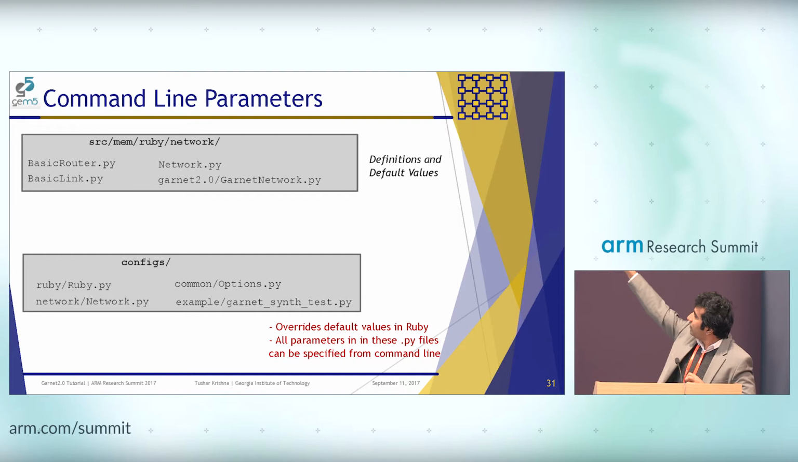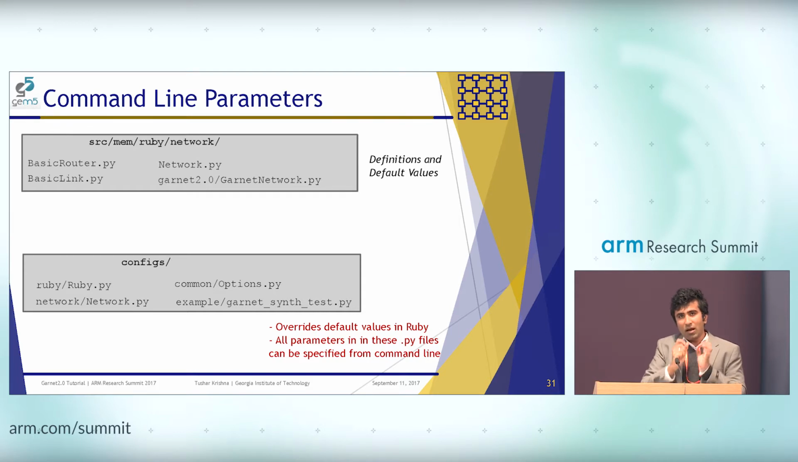So you have all of these internal Python files with definitions and default values, right? Routers and links define the latencies, network has certain definitions, Garnet network defines flit size, and so on. And then in the source code, you have the configs folder, where you again have a set of Python files. These Python files actually let you override whatever is in those default files, and anything that's in these config Python files can be specified from the command line.